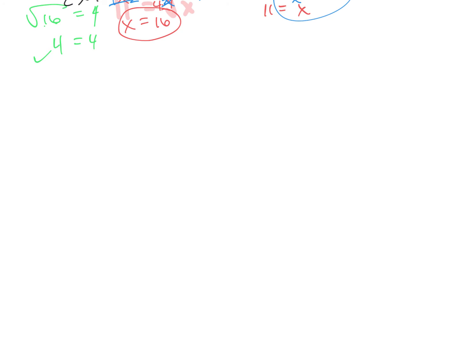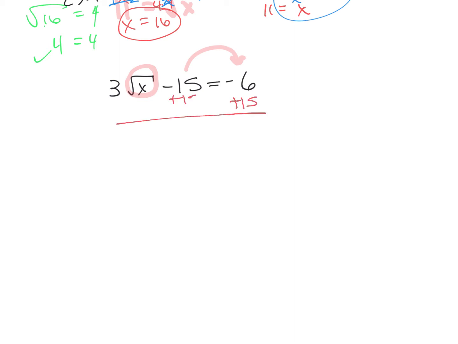So let's do 3 times the square root of x minus 15 equals negative 6. So I'm going to circle my variable. I want to move the 15 first, just as if it was just 3x minus 15. So I'm going to add the 15 over, because, right, it's the opposite sign because I'm picking it up and moving it over. So I have 3 square root of x equals 9.